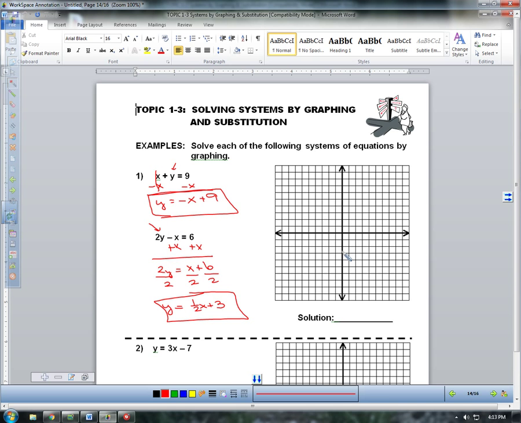Okay. So if I'm graphing these by hand, I know I'm going to start at 9, and my slope tells me to go down 1 over 1. So I'm going to go down 1 over 1, down 1 over 1, down 1 over 1. And I'm going to go ahead and draw a line to go with that. There it is.